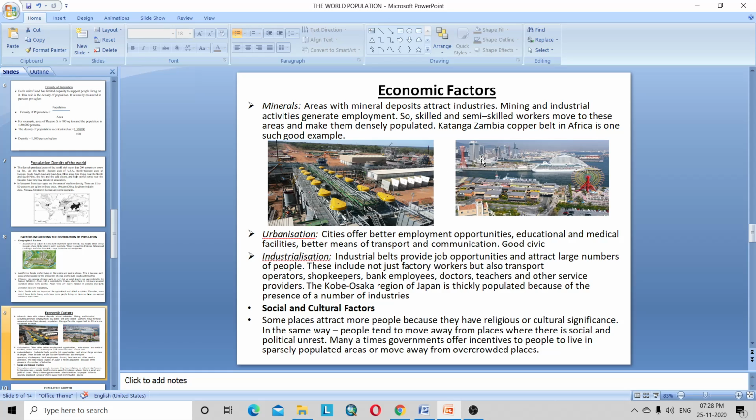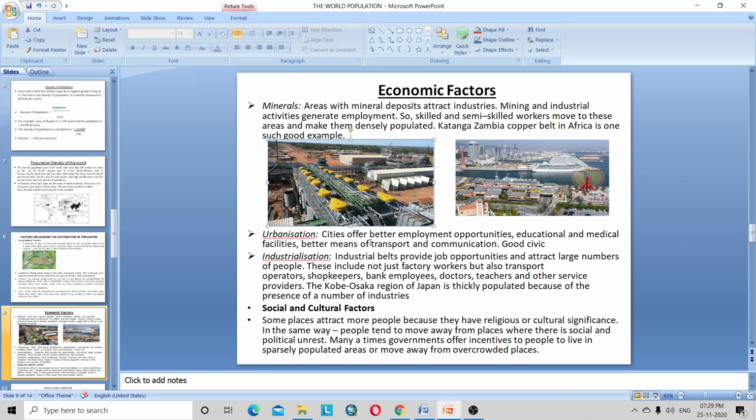So this is Katanga Zambia copper belt in Africa, one of the examples. This is a picture where there are copper deposits. So an industrial setup was set up, and that industry attracts more people, more employment, which leads to a heavily densely populated surrounding area.